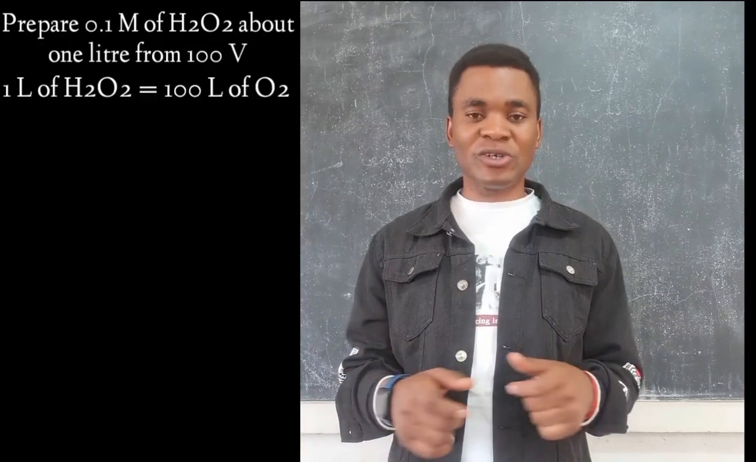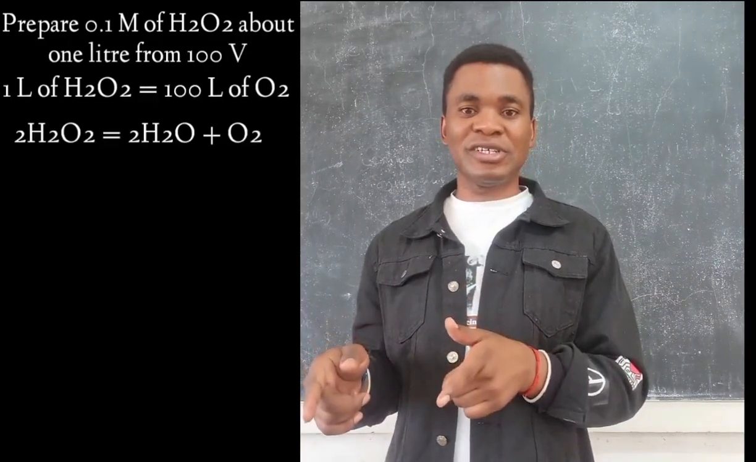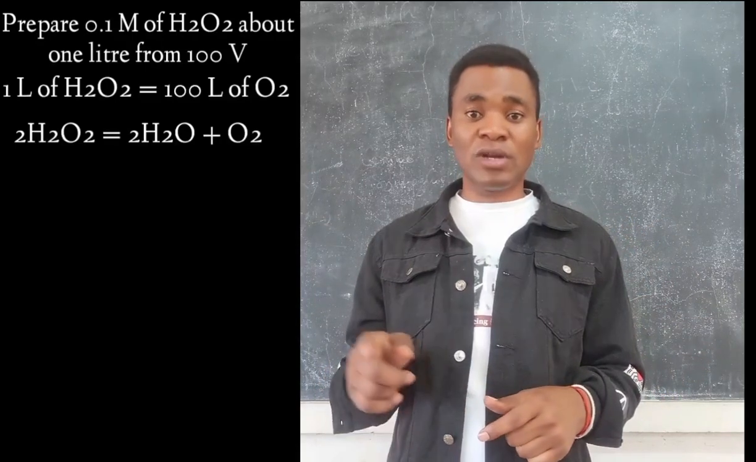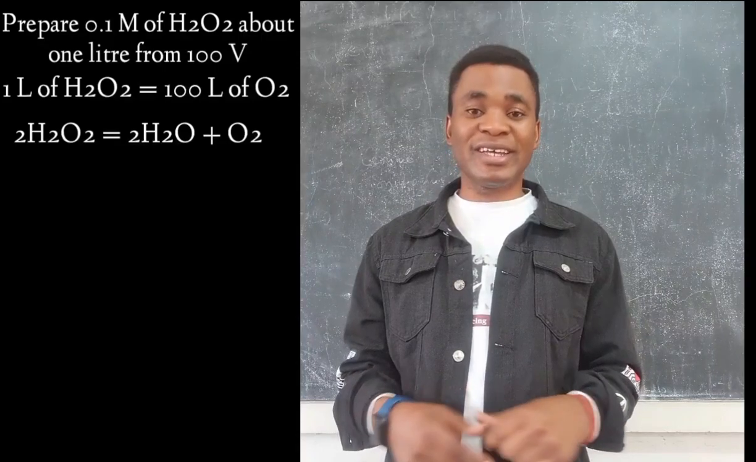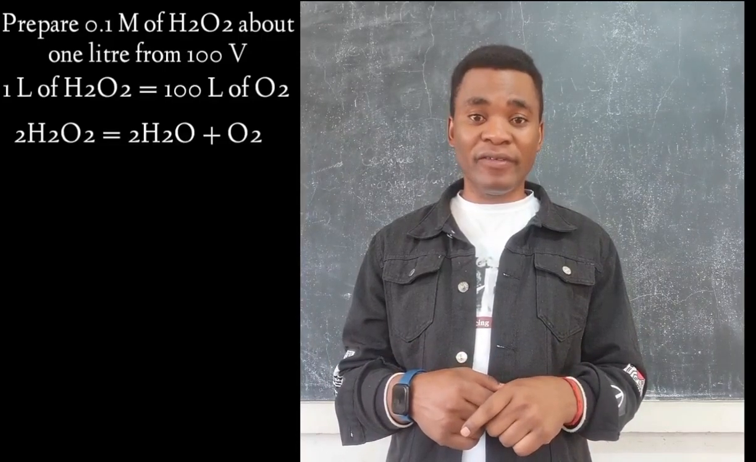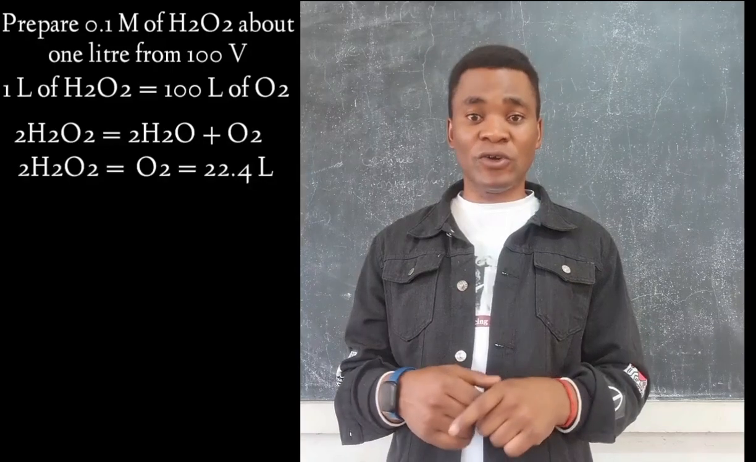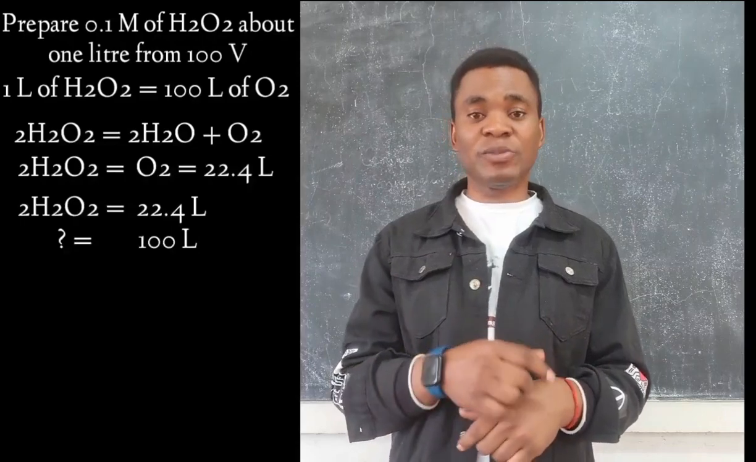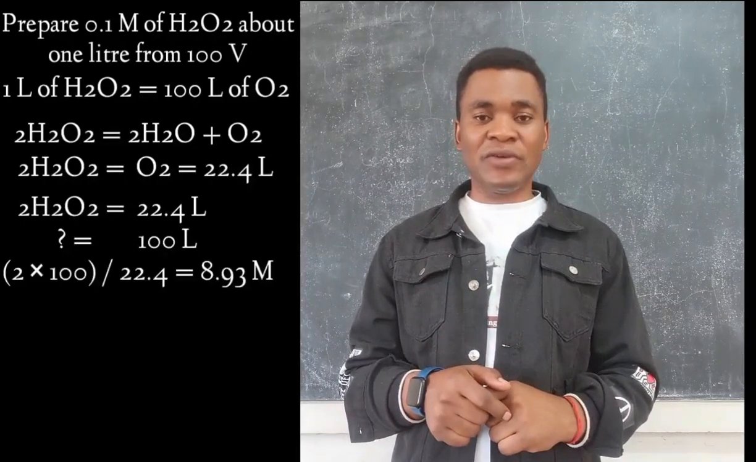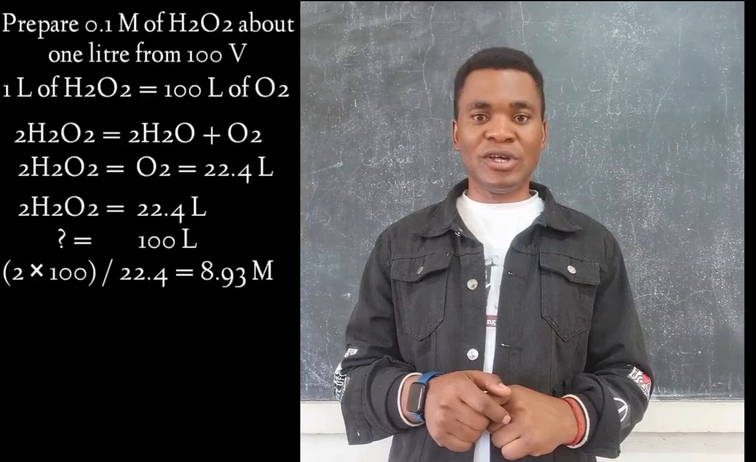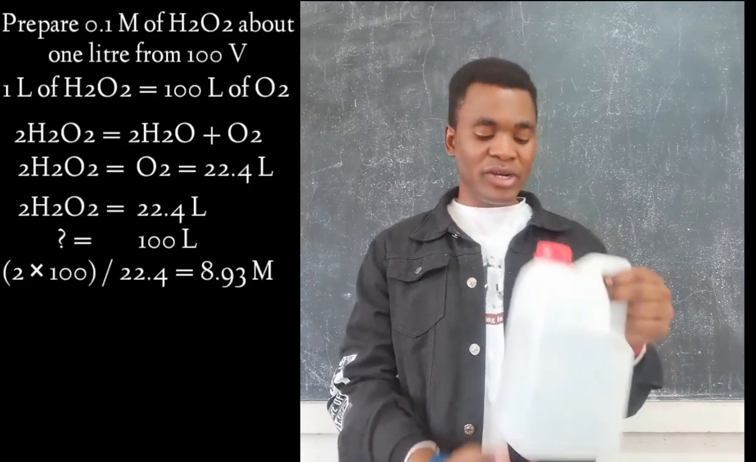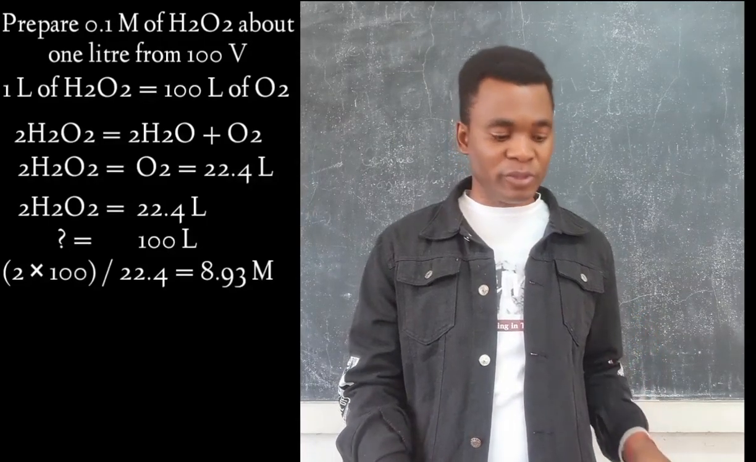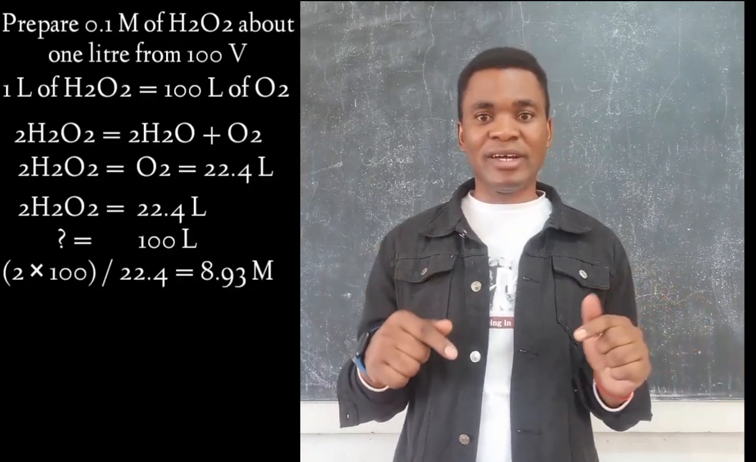When we decompose peroxide, we get water plus oxygen. This shows that 2 moles of hydrogen peroxide leave us 1 mole of oxygen. But we know that at STP, 1 mole of oxygen has 22.4 liters by volume. So now we need to know how many moles of peroxide give these 100 liters. We cross multiply here and we get 8.93 moles. So this container, labelled 100 volume, has a molarity of 8.93 moles by calculation. Keep that in mind.